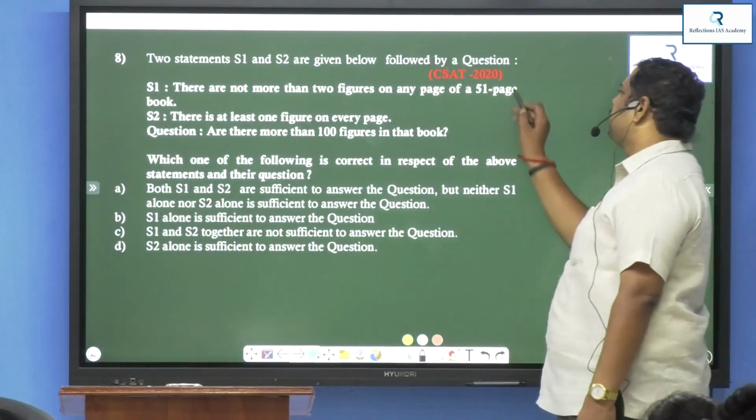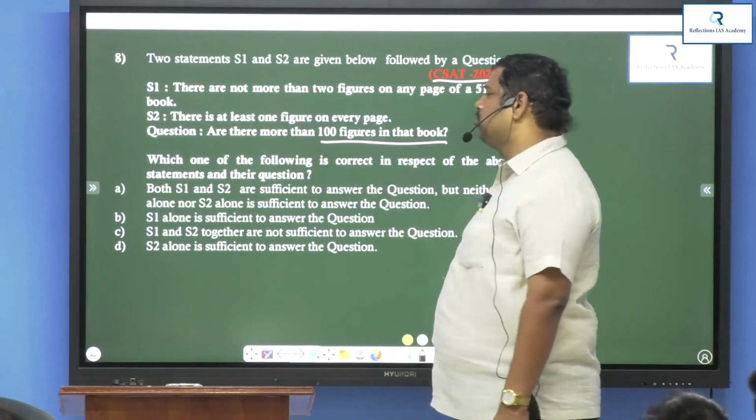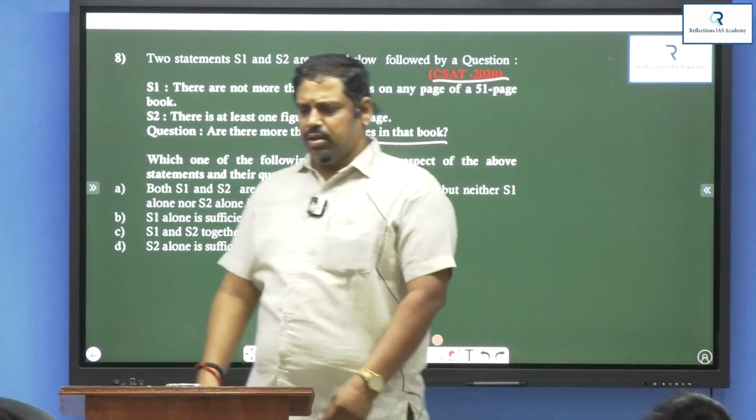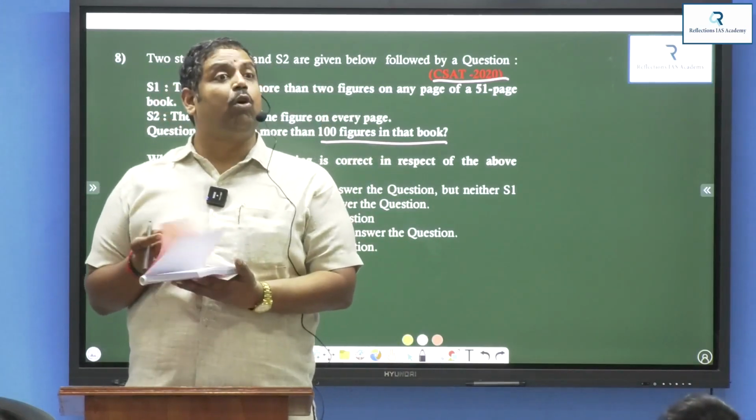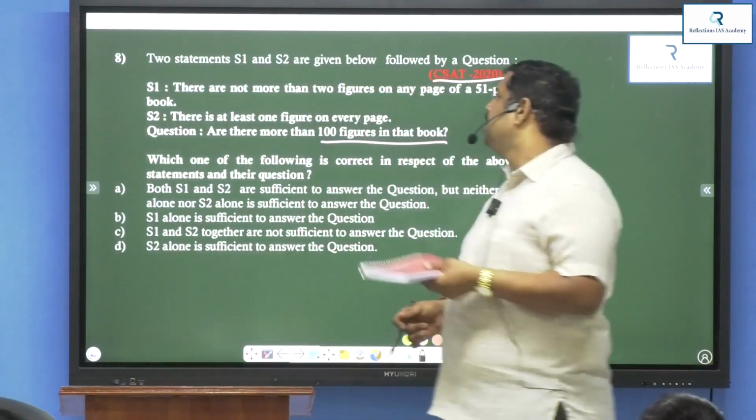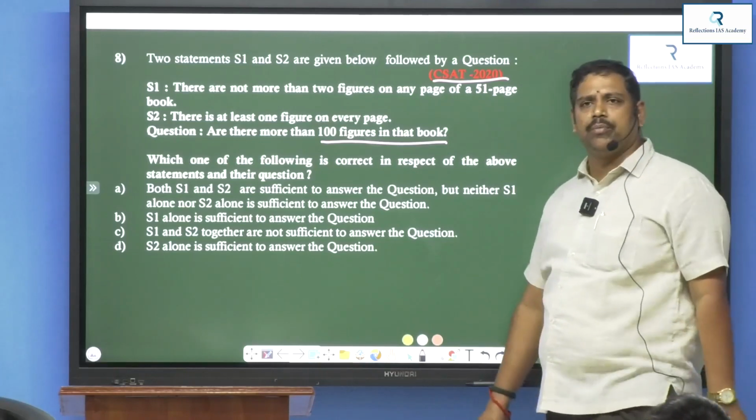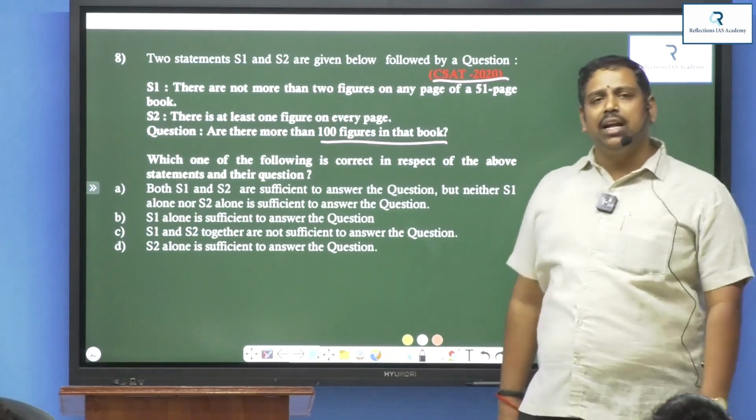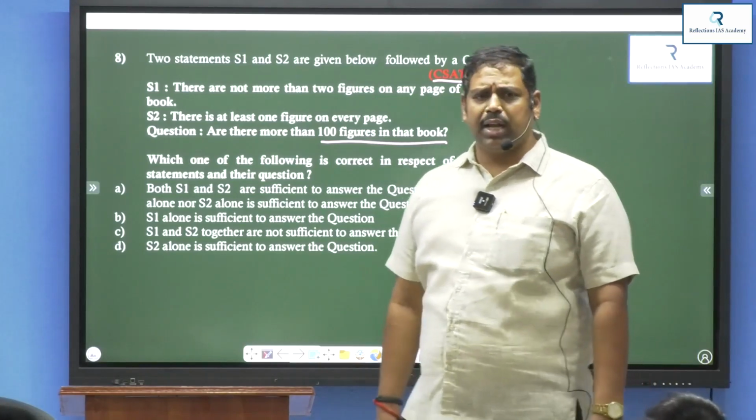Question. CSAT 2020 here. Are there more than 100 figures in that book? Okay, suppose this is the book that he has given. In this book, do you have 100 figures or not? More than 100 or not, he is asking. Okay, good. The first statement: there are not more than 2 figures on any page of a 51 page book. Not more than 2. Means more than 2 is not there. Less than 2 can be there.